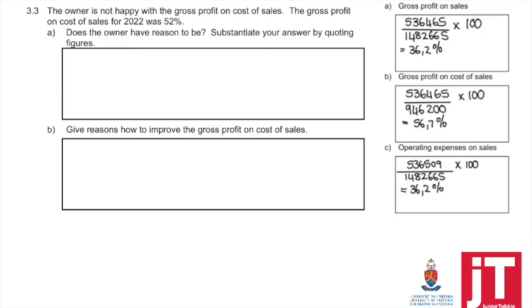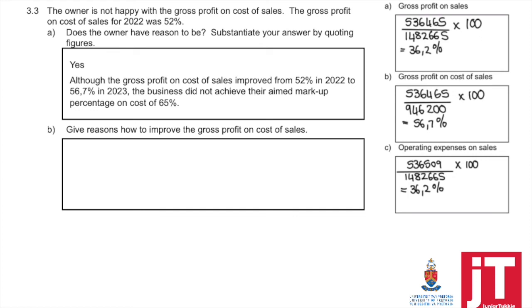So when this question is asked, you always look at your gross profit and on cost of sales. Do not confuse them. Study. Have we achieved our aimed markup? We compare it to or look at the gross profit on cost of sales. So when we're commenting now, we compare last year with this year, and we're looking at, have we achieved our aimed markup or not? The question specifically says the owner is not happy. Does the owner have reason to be?